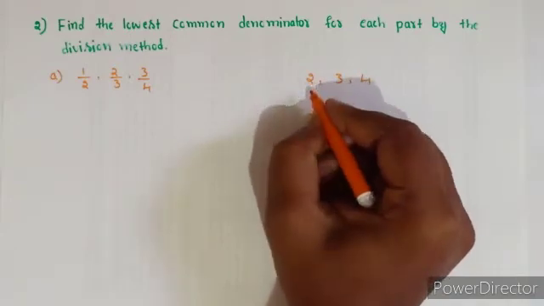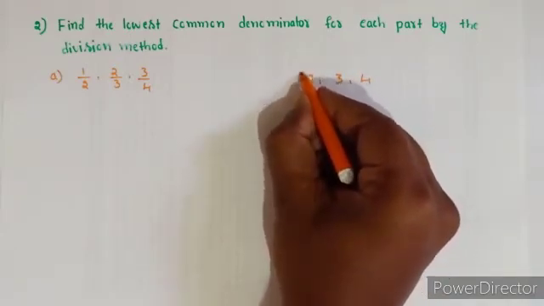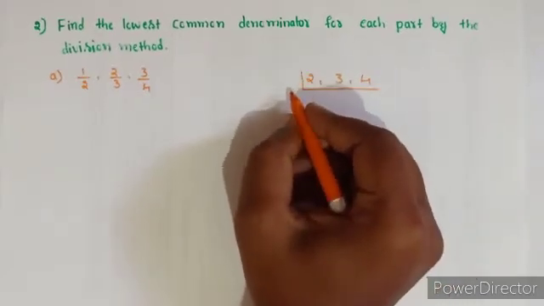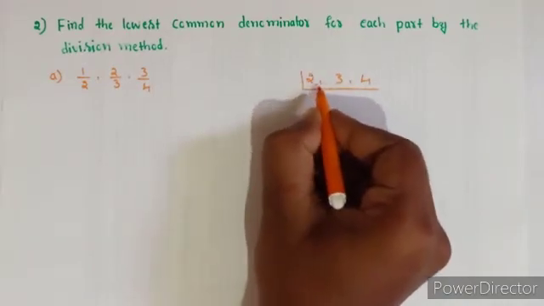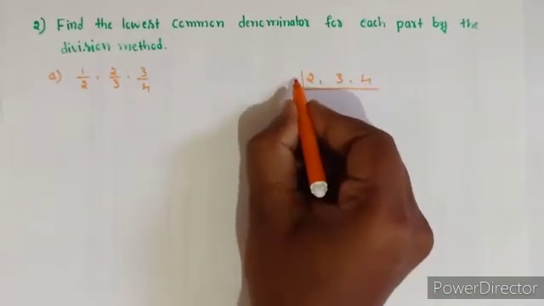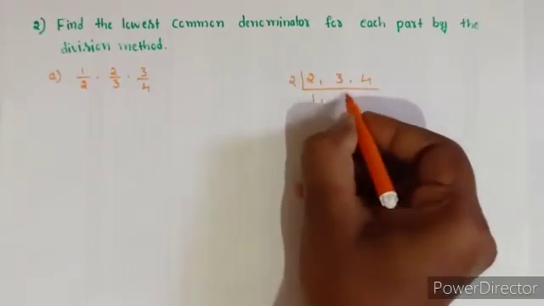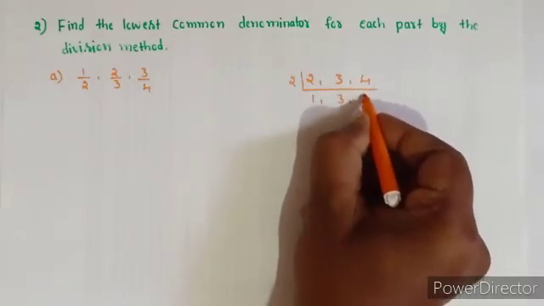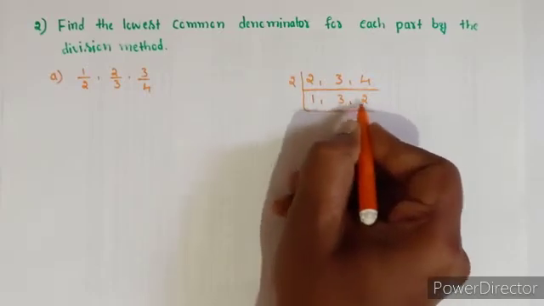Students, remember the LCM by the common division method. Okay, so here the smallest prime number which divides at least one of the given numbers is 2, right? 2 ones are 2, and bring down 3 as it is, and 2 twos are 4, right? And here we got 1, 3, 2.